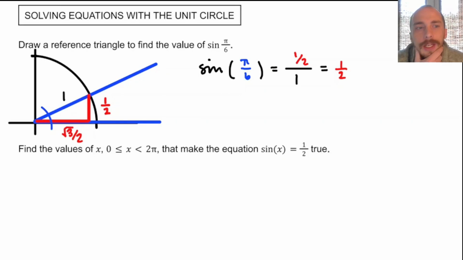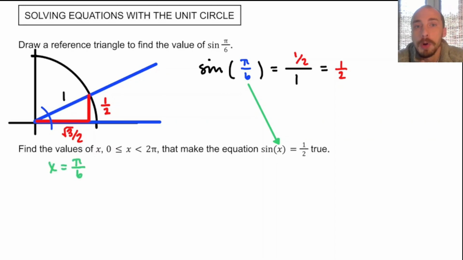But now we're going to be interested in questions like: find the values of x between 0 and 2 pi that make the equation sine x equals 1/2 true. Okay, so right now we can see a solution, right? I think you can envision yourself taking the pi over 6, plugging it in right there for x, and getting yourself a solution to that equation.